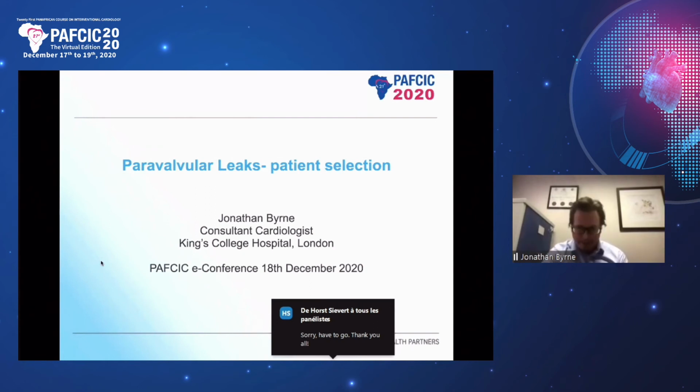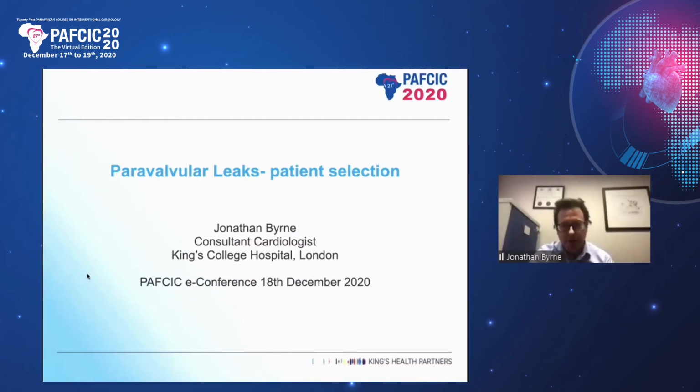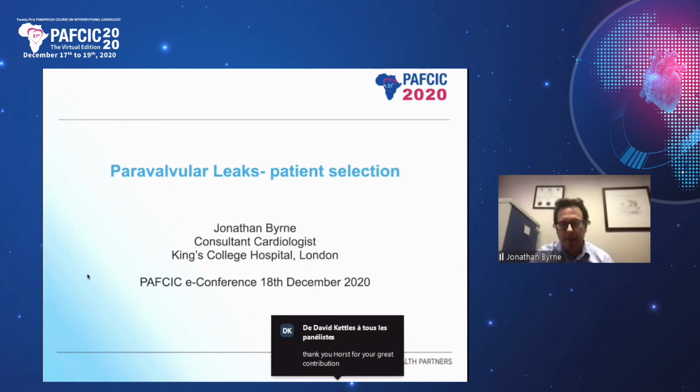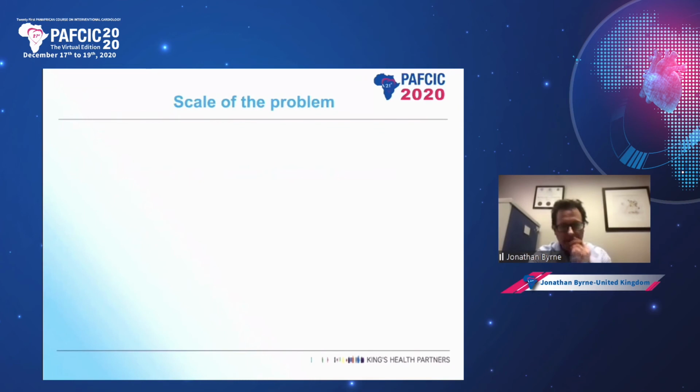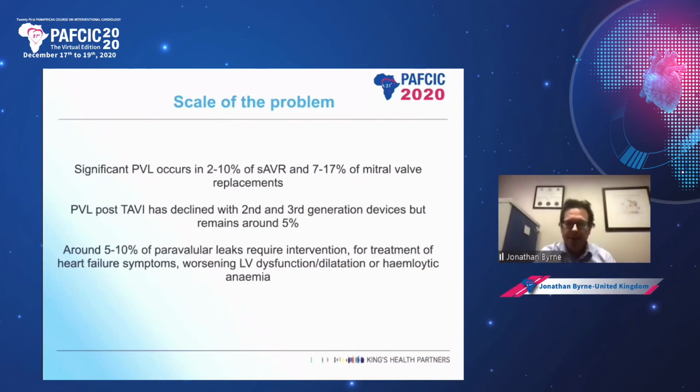Now, my job here is not to talk you through paravalvular leak closure. I wouldn't dream of coming after Horst to suggest that, who's far more experienced than I am. But what I am going to talk about is something you touched on briefly just then, which is which patients should, and perhaps more importantly, which patients shouldn't have paravalvular leak closure. It's about patient selection. I'm going to whiz through a little bit of the background. So this won't be technical, I hope. This won't be procedural. This will be about patient selection.